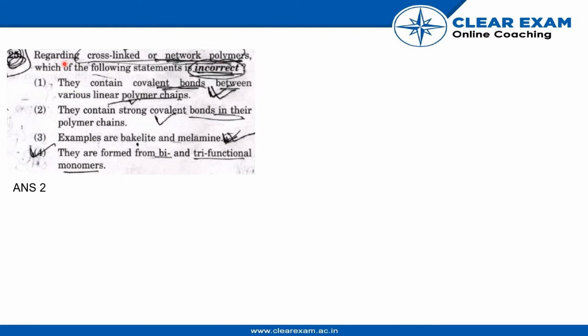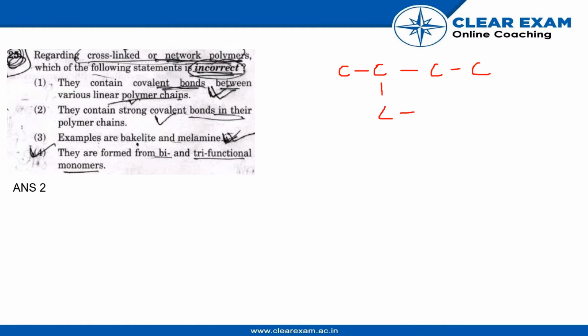So the question is regarding cross-linked or network polymers, which of the following statements is correct? So the first statement is they contain covalent bonds between various polymer chains. So yes, they contain covalent bonds. As for example, let's say this is a cross-linked polymer.